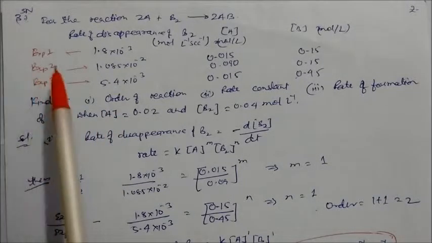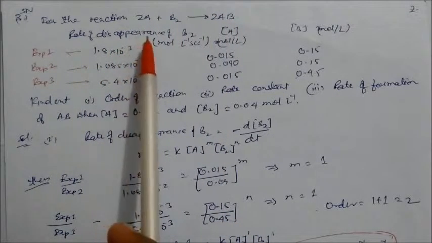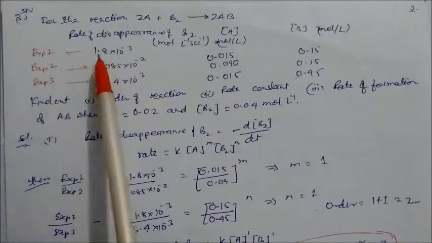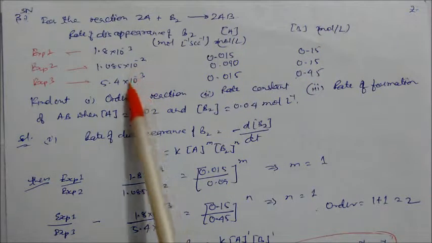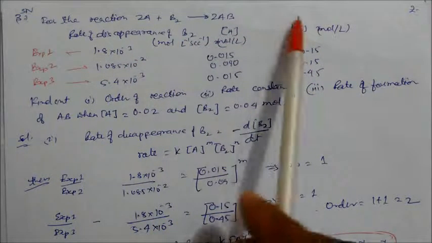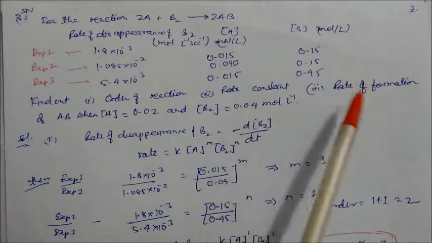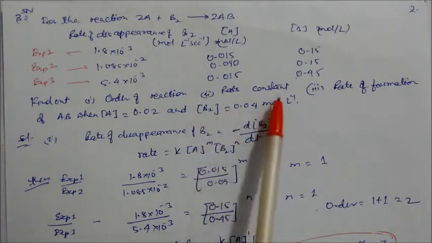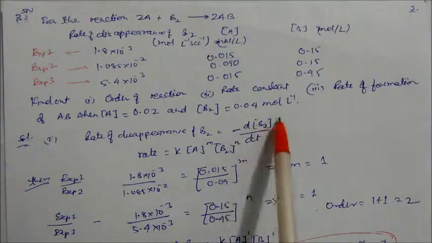Let us see the third numerical, for the reaction 2A plus B equal to 2AB. So this is the rate of disappearance of B, this is the rate of disappearance of A. So these are the 3 reactions 1, 2 and 3. These are the rates of disappearance of A and B respectively. Find out the order of the reaction. Second is the rate constant. Third is the rate of formation of AB when concentration of A is this much and concentration of B is this much.